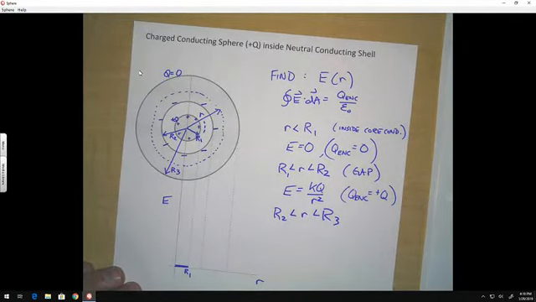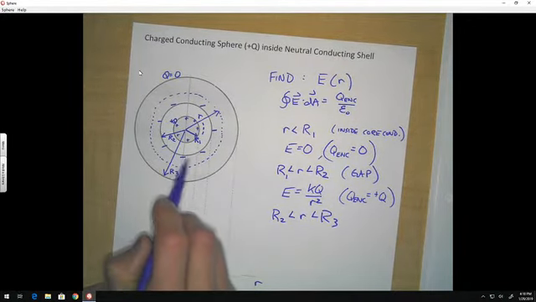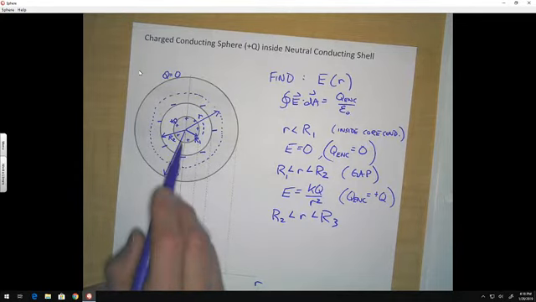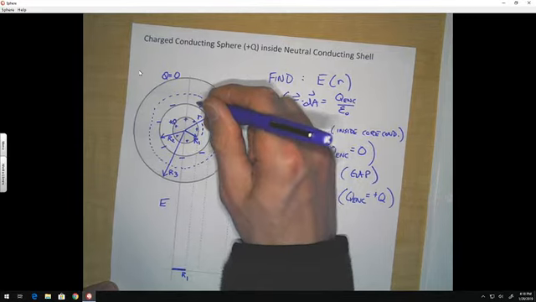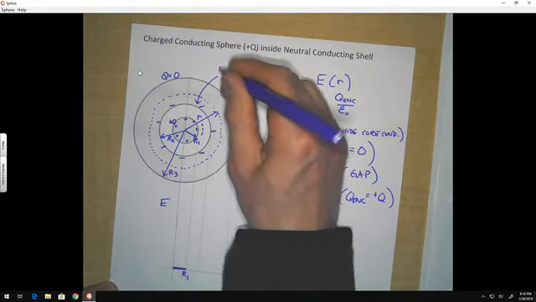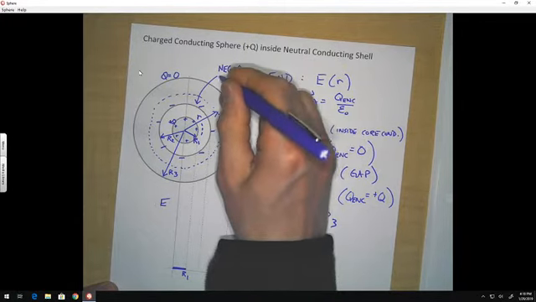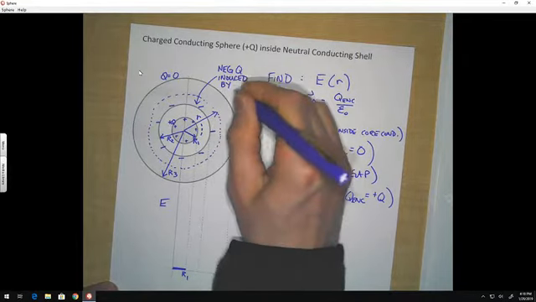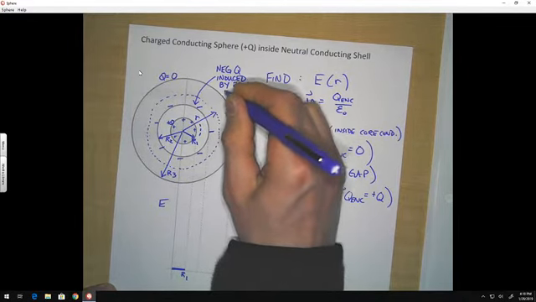The number of negatives that line up around the inside is going to be equal to the total positive charge that you have on the inside object. So I'm going to make a note here and say that you'll have a negative Q, and that's induced by the positive Q in the core.